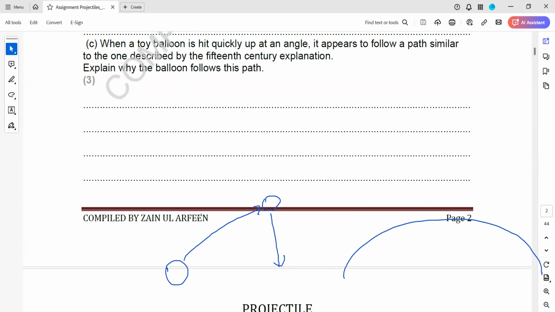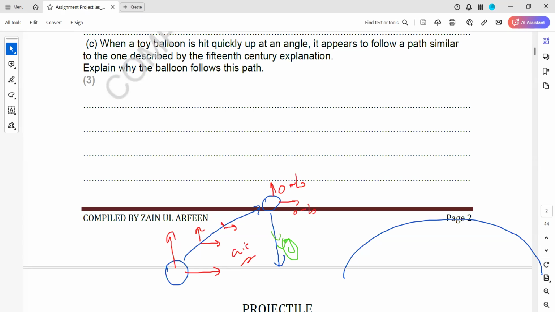The reason is that the balloon is not the ideal case, it's a practical case. In projectile motion we assume no air resistance. But in the case of a balloon, when we hit it, it will have horizontal and vertical components. The vertical component decreases because of gravity. The horizontal component is also decreasing, because of air resistance. Eventually vertical and horizontal components are both zero at a certain height. As a result, the force of gravity will pull it down. That's why the balloon will move downward.